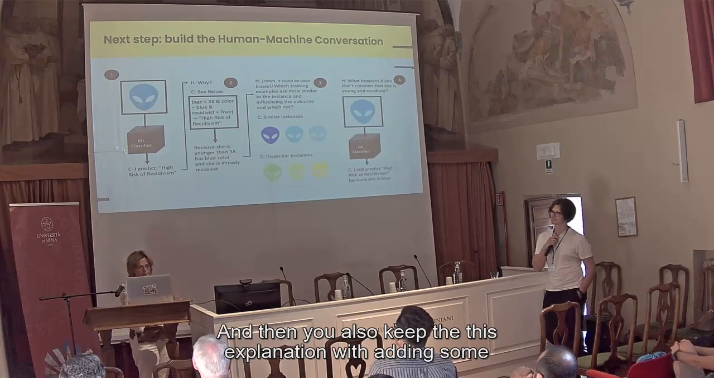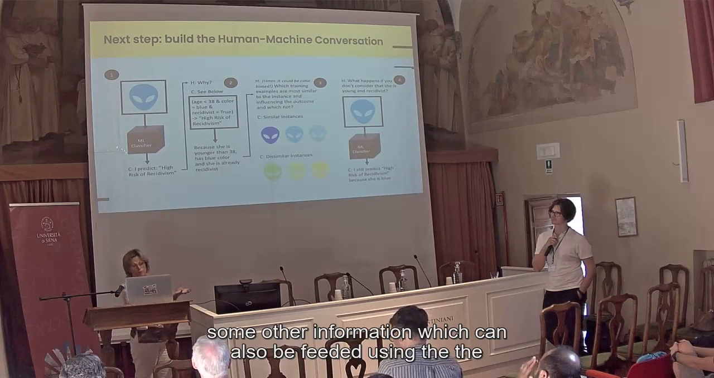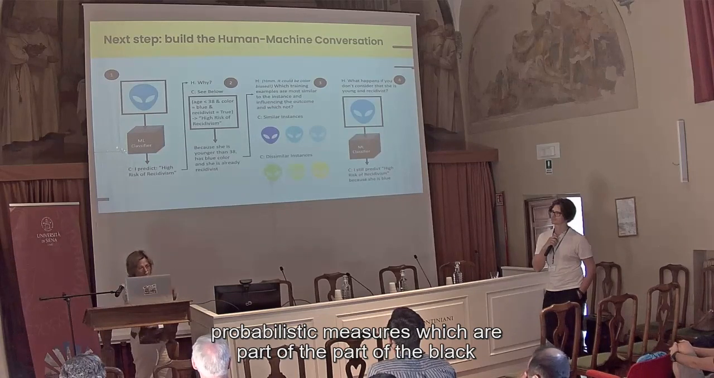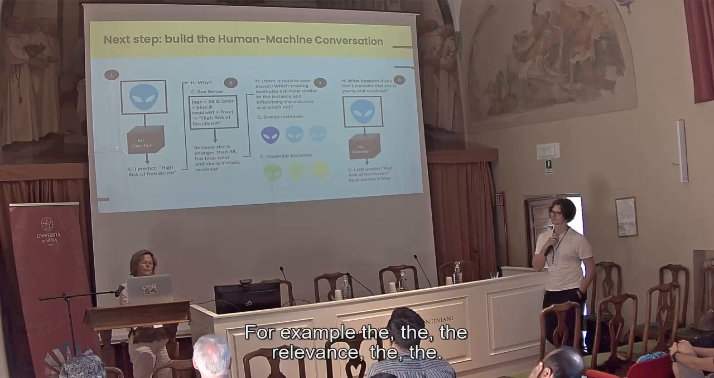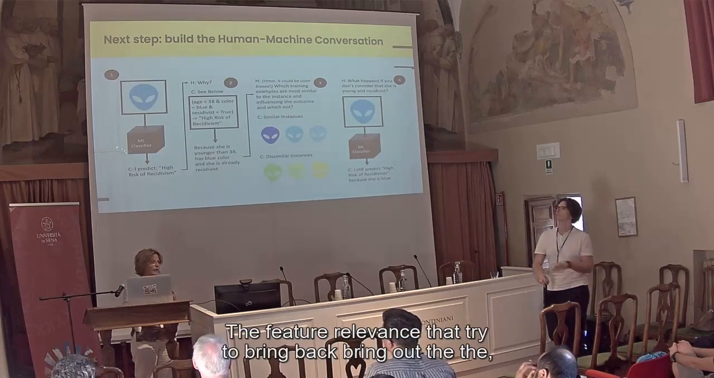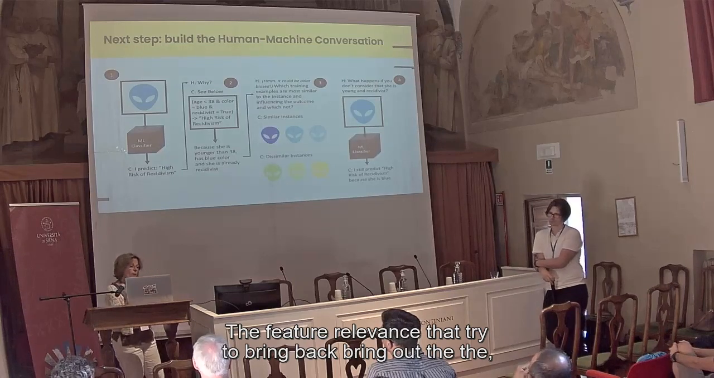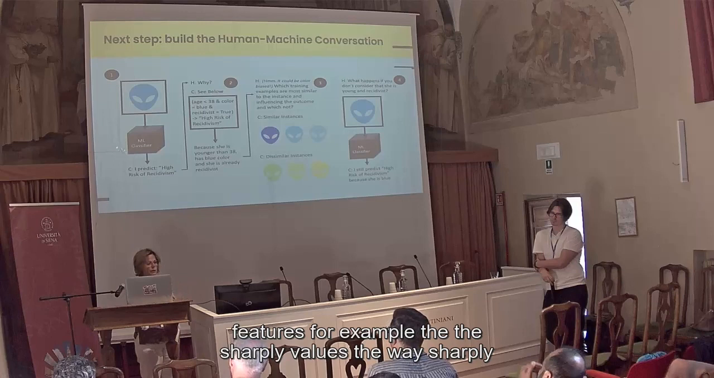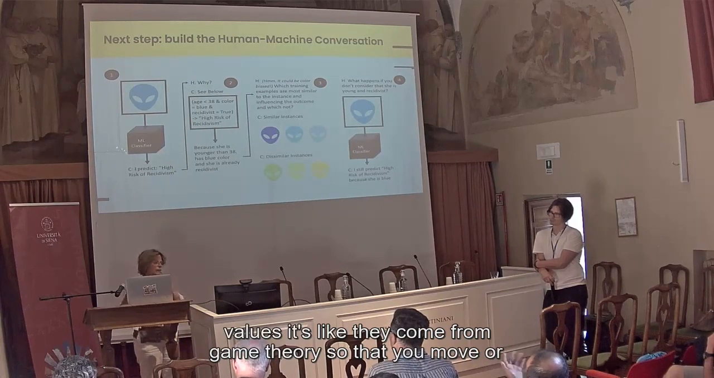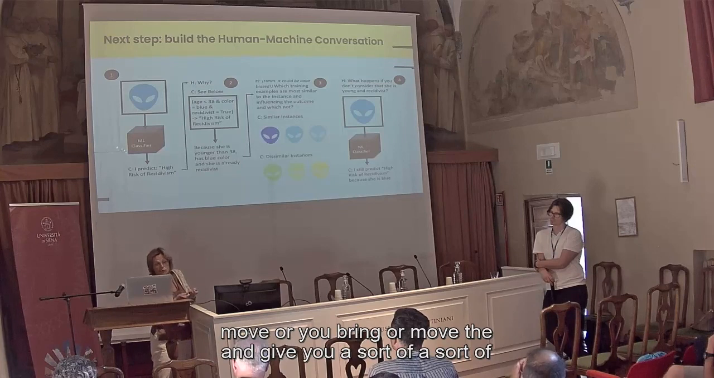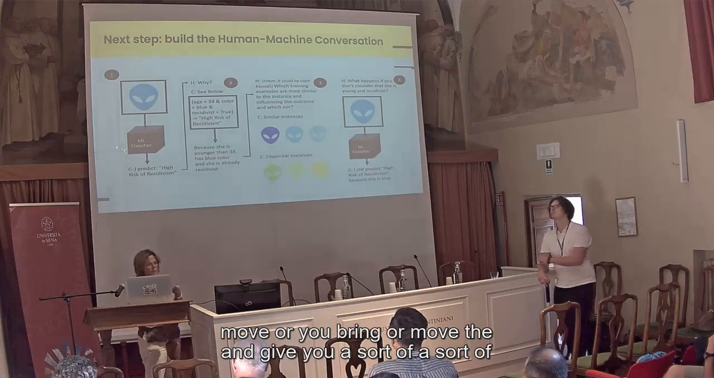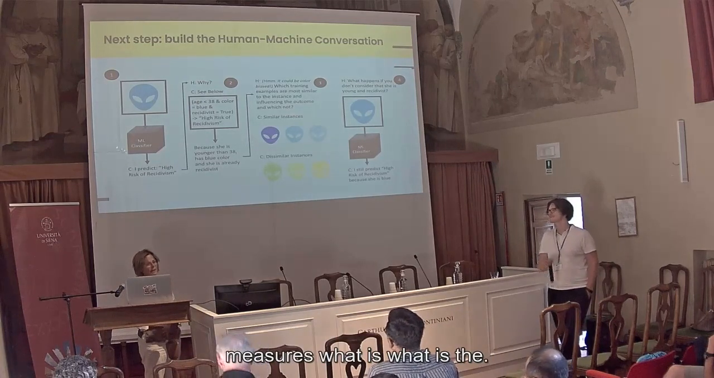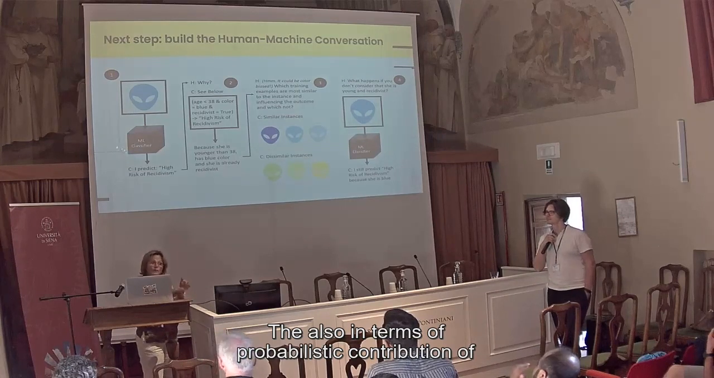And then you also equip this explanation with adding some other information, which can also be fed using the probabilistic measures, which are part of the black box. For example, the Fisher relevance, that tries to bring out the probabilistic contributions of the various features. For example, the Shapley values, they come from game theory. You remove and bring back features, and it gives you a sort of measure of the probabilistic contribution of that specific feature.